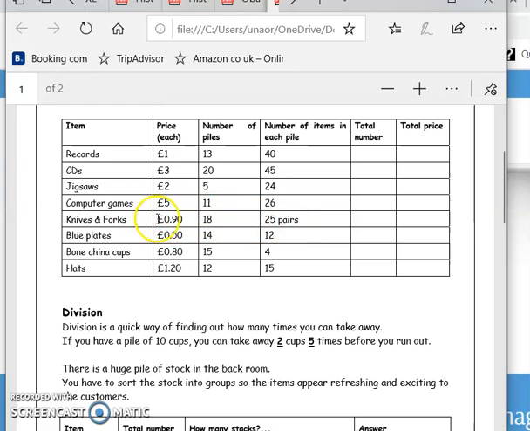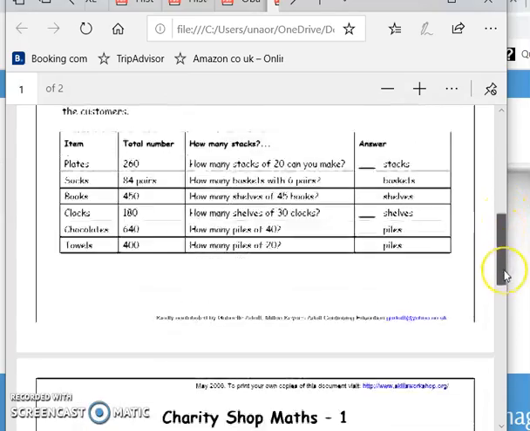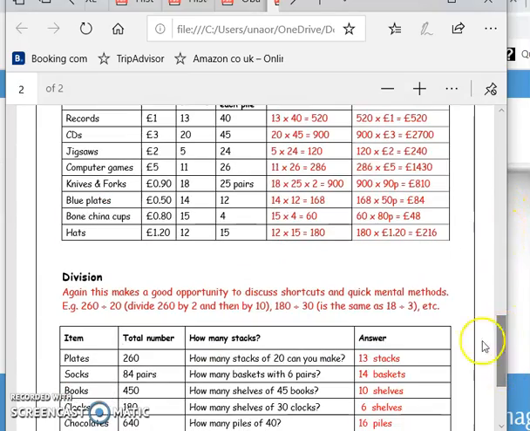Actually, it's all in this one. This one is quite tricky because there's a couple of factors that you have to take into account. This is knives and forks, and knives and forks they come in pairs. We've 25 pairs in each pile and we've 18 piles. Now, 25 pairs means 25 by 2, so in this case, we're going to multiply 25 by 2, which is 50, and then we're going to multiply the 50 by 18. And again, you can do that on your calculator, and it's shown down here.